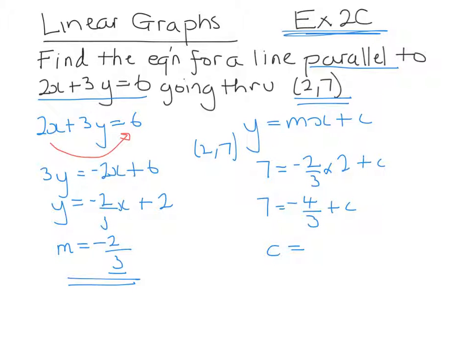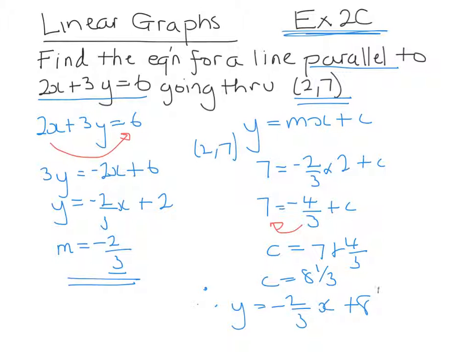Now if I take that across to the other side, I'll have 7 plus 4 over 3, which is 8 1/3. So therefore my graph should be y equals minus 2/3 x plus 8 1/3. Alrighty, let's try another one.